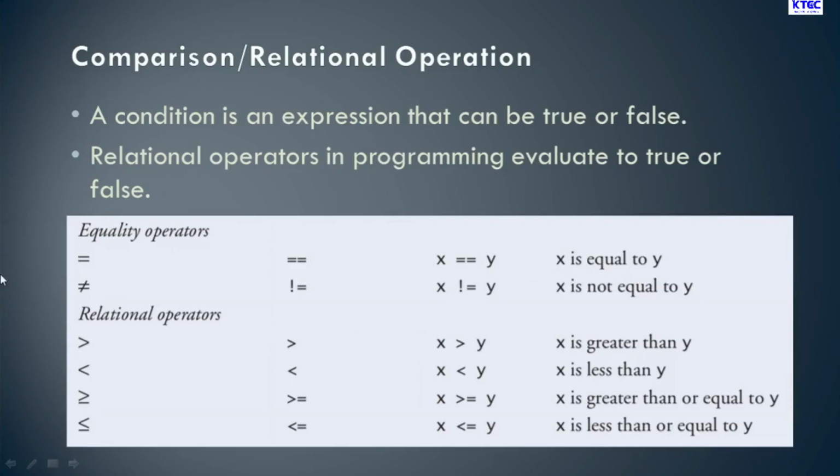If you want to say not equal to, in mathematics we use this, right? This is how it is written in programming. Not equal to, so we say x is not equal to y. As you can see, x is not equal to y.